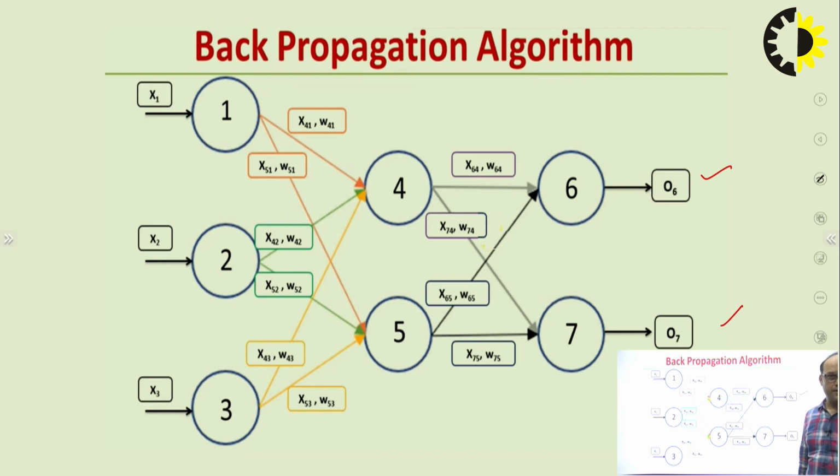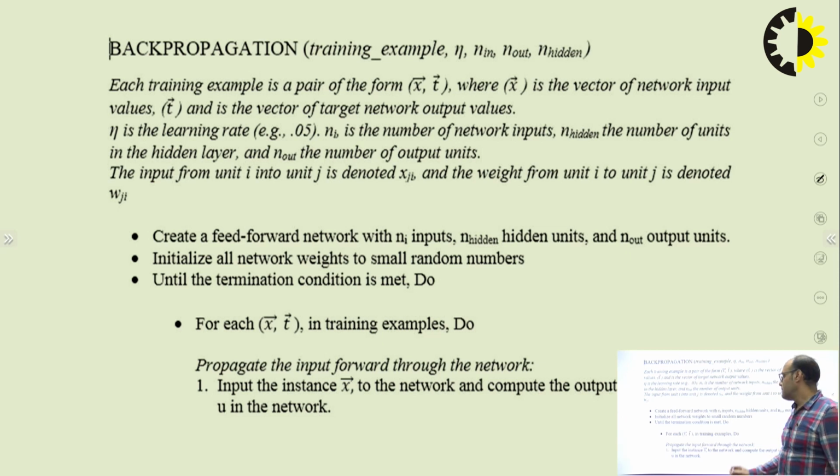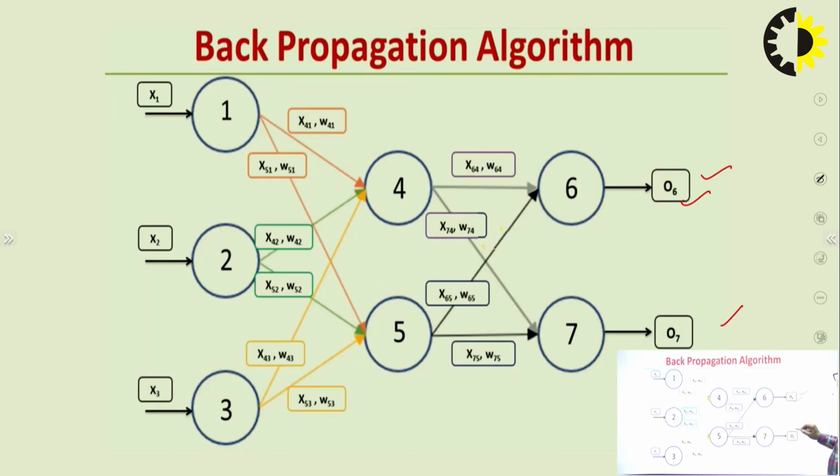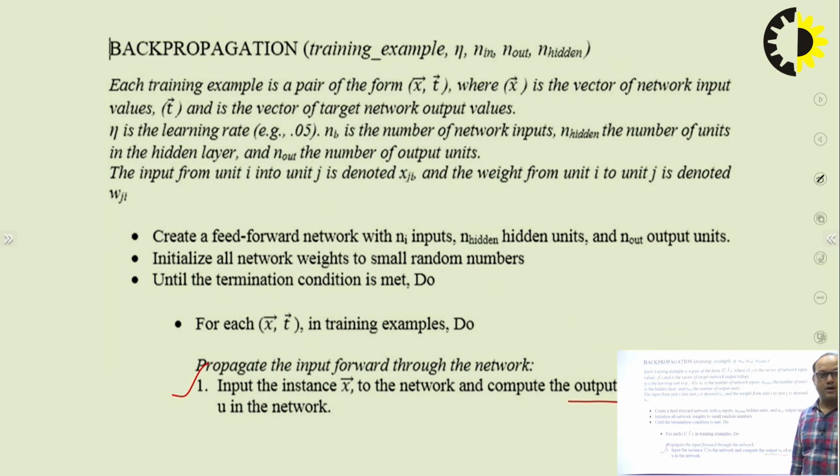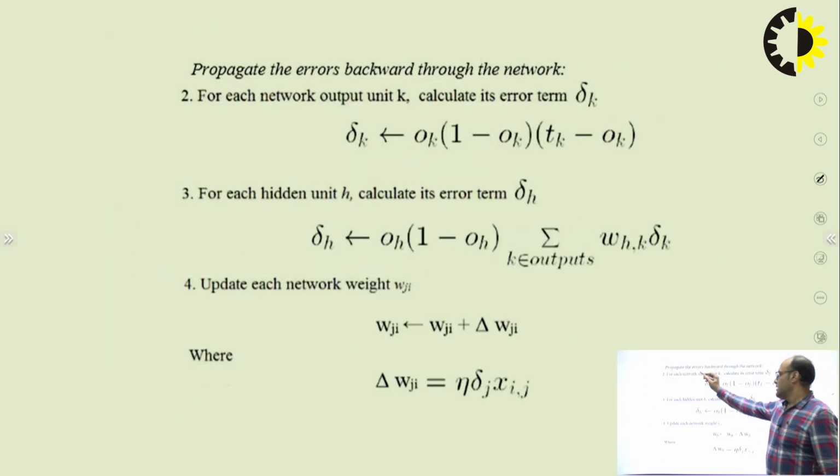Now we will see some error. Until the error is acceptable, we will do the backward pass. So we have completed this step: input the instance x1, x2, x3, the 3 processing elements, to the network and compute the output, O6 and O7. Now if there is an error, what will we do? We will propagate the error backward through the network. How will this error be propagated?